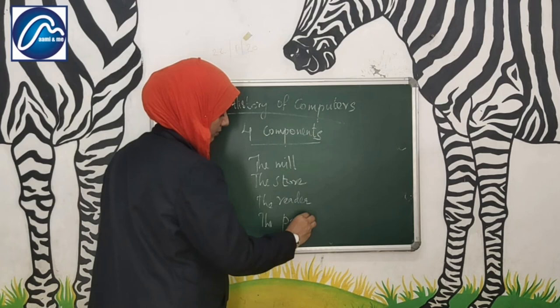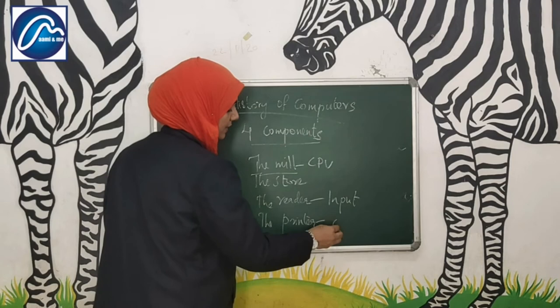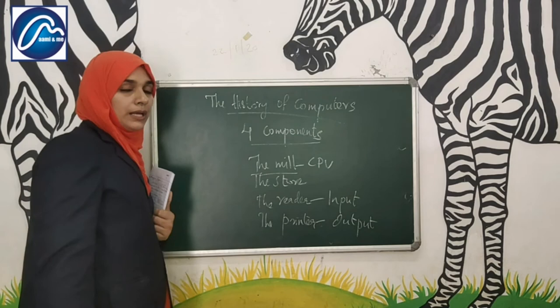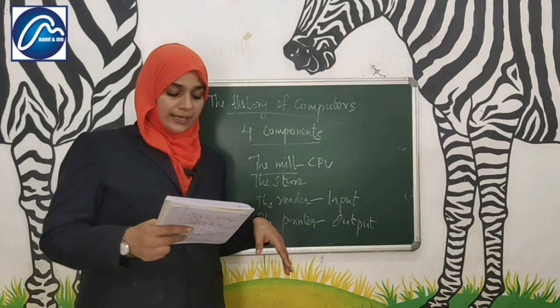The mill works as the CPU. The reader is the input unit, the input device, and the printer is the output device.